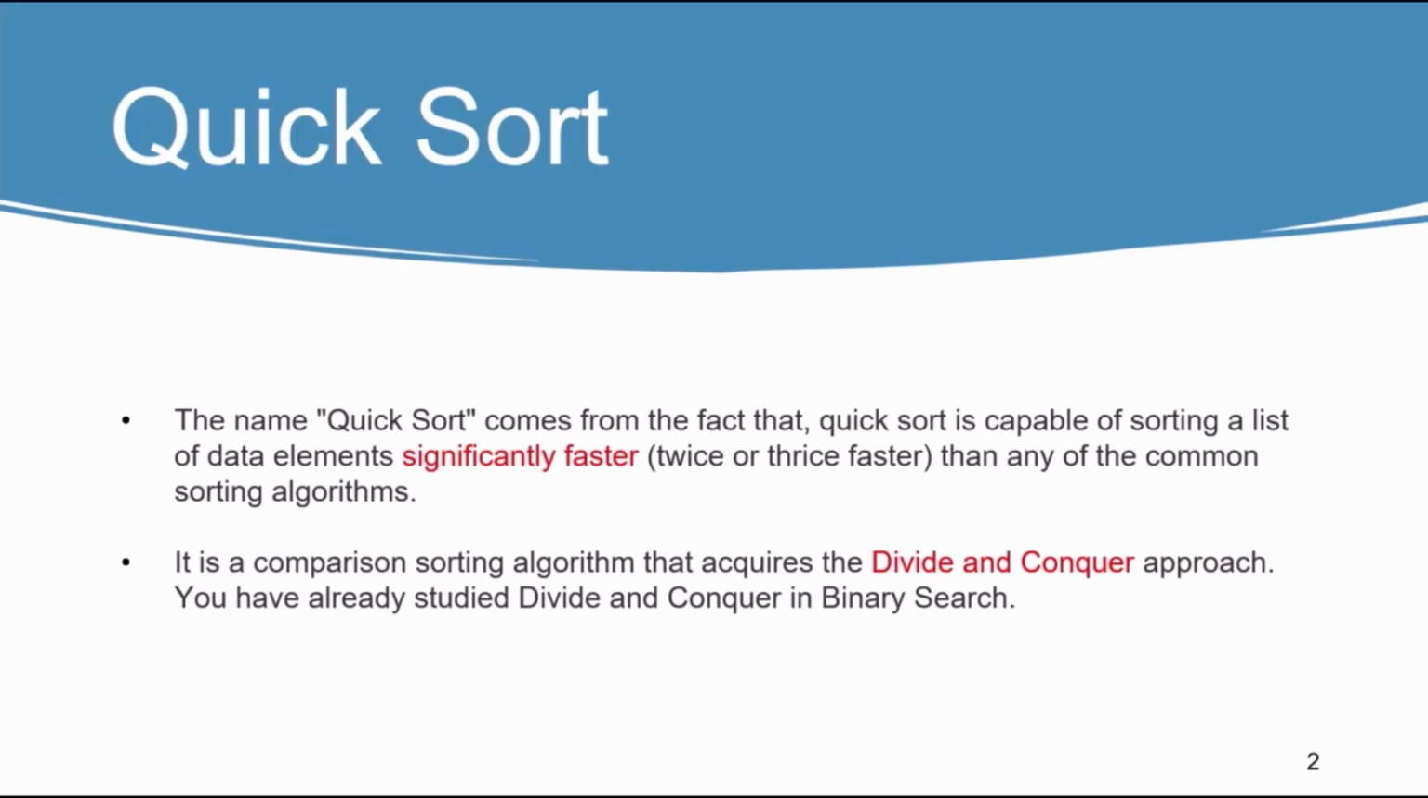So you might wonder, what is divide and conquer? Well, we have already tackled divide and conquer in binary search. In divide and conquer, a single array is divided into smaller ones, and this process is repeated for all created arrays until the array is completely sorted.